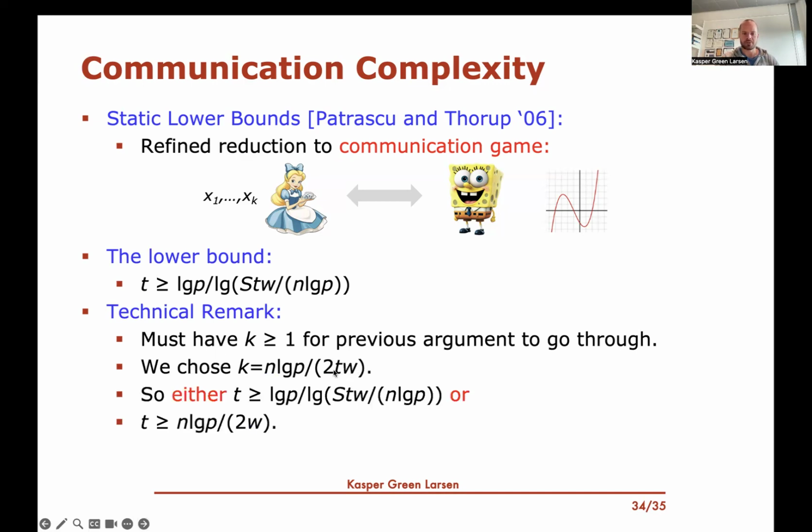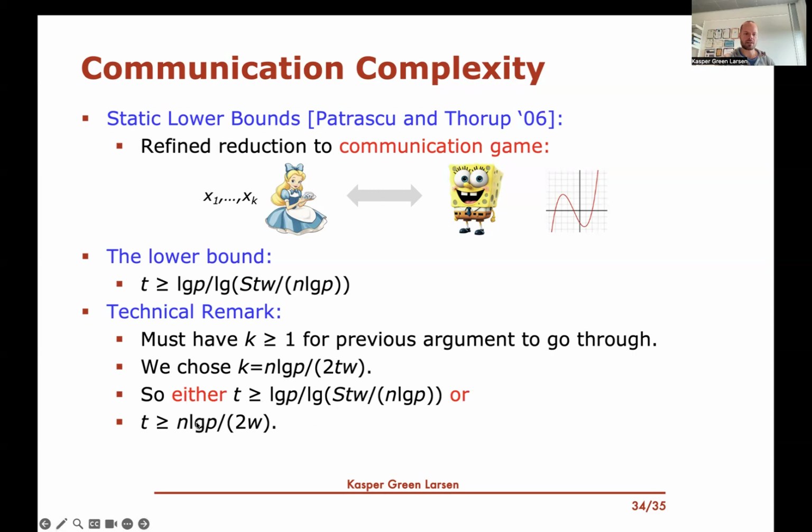And if you say that this is less than 1 and solve, you get a bound on t, right? So the final lower bound is either the one that we just derived before, or that t is at least n log p over 2w, because you just move t to the other side. So the lower bound is kind of like the minimum of these two lower bounds.